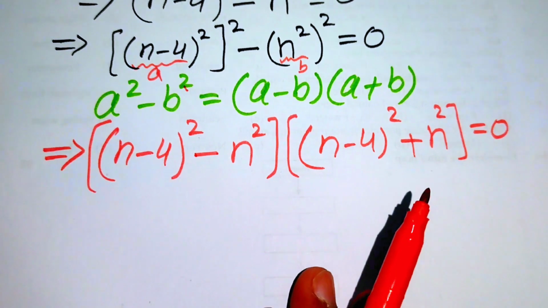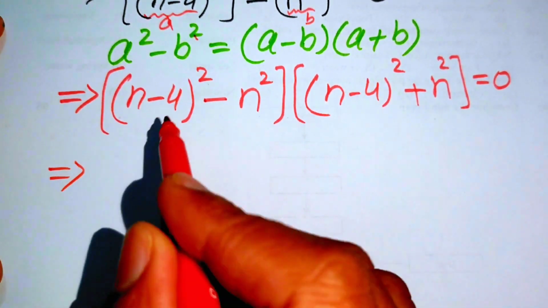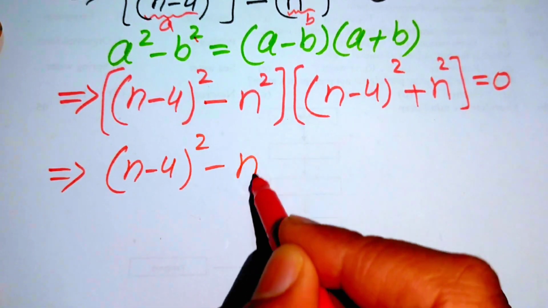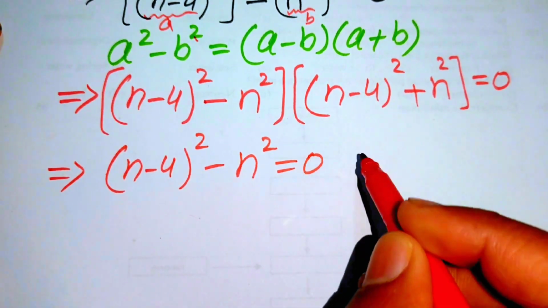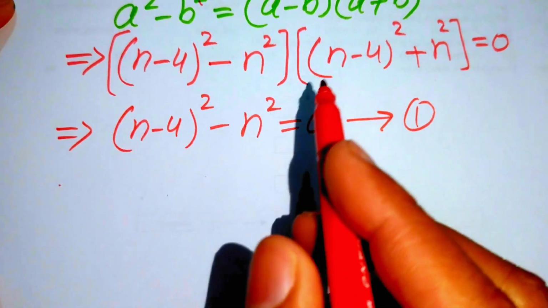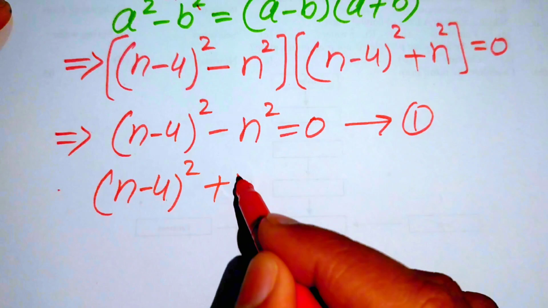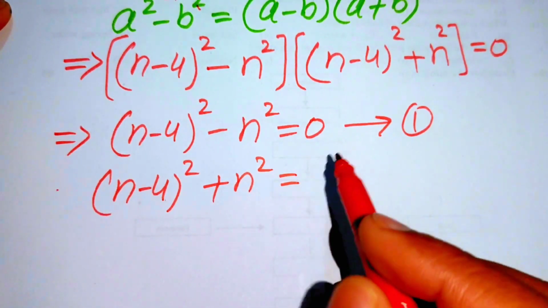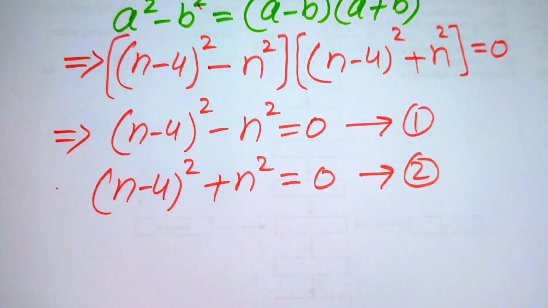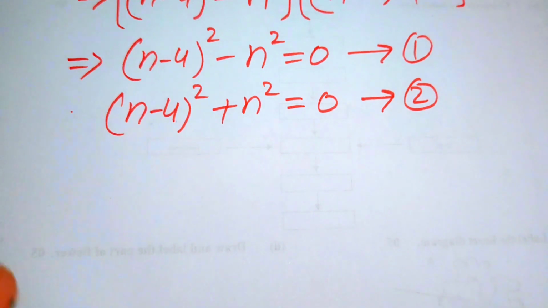And now we convert this into two cases. Our first case is (n - 4)^2 - n^2 = 0, and we call this equation number 1. The second case is (n - 4)^2 + n^2 = 0, and we call this equation number 2. So we need to solve these two cases. First we solve case number 1.